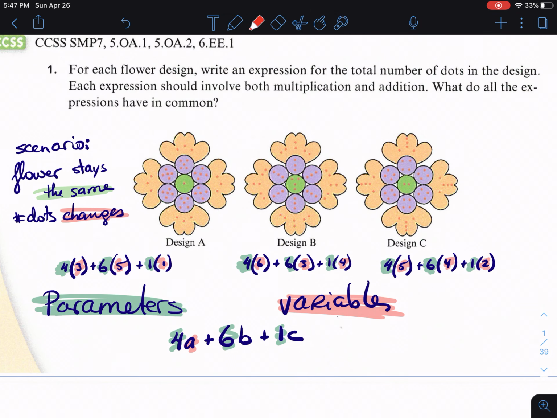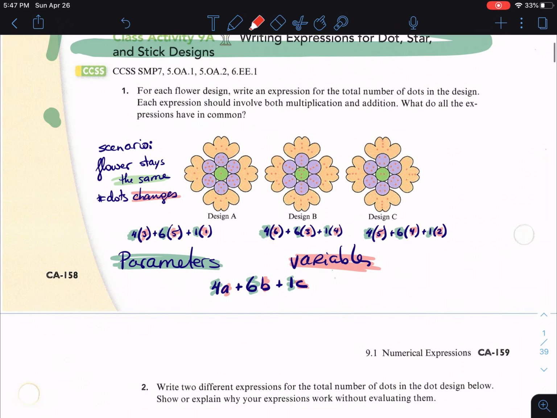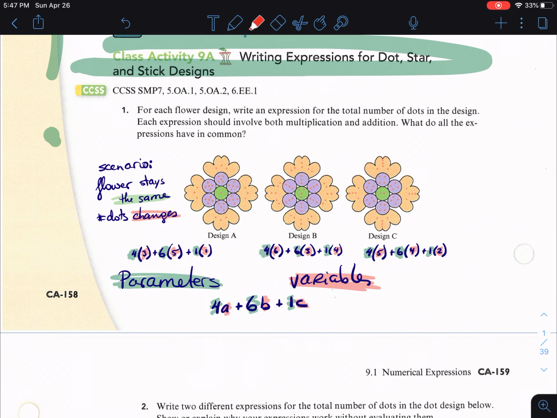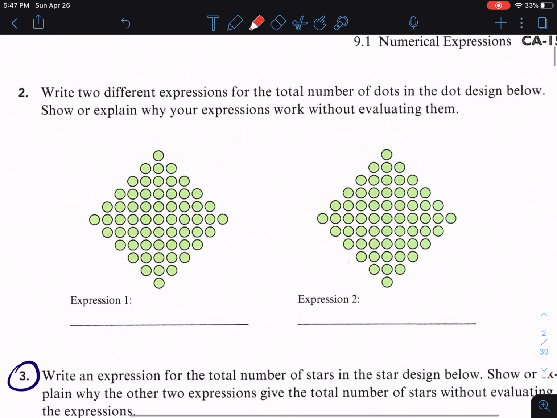Whereas the A is going to be the number of dots in the orange petals, the B is going to be the number of dots in the purple circles, and the C is going to be the number of dots in the green circle. So let's take a look at how some of these parameters can make sense. Every number here made sense, has a connection to the picture. Let's see if we can do a similar kind of thing for other situations.